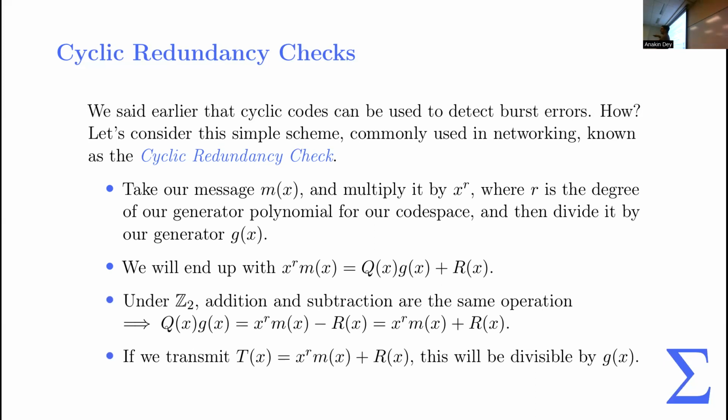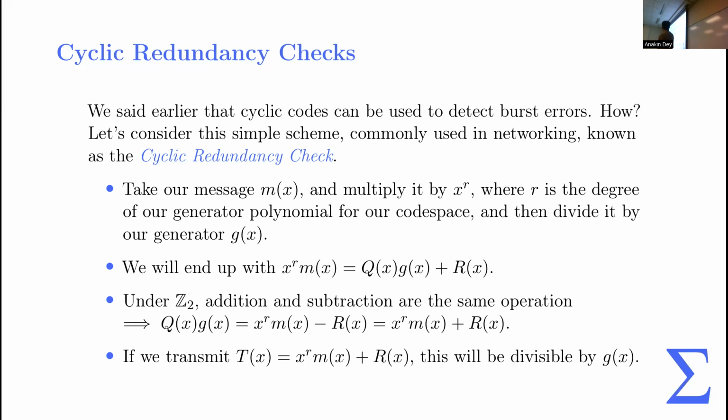Under Z2, which is what we've been working in this whole time, addition and subtraction are the same thing. So we can think about Q of X times G of X as just the same thing as X to the R times M of X plus the remainder, right? So we've done division, and now we just add the remainder back. You can think about this as we took our message M, we padded it with a bunch of zeros, we divided that by the generator, and whatever remainder we got, we filled those zeros in with. That's where we're at so far.